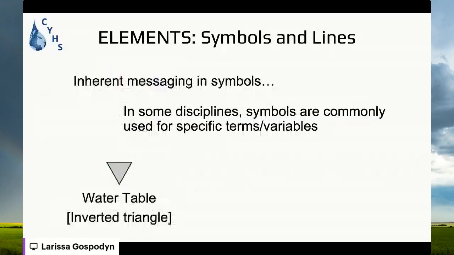But with other symbols and shapes, depending on the discipline, there are some commonly associated terms. In hydrology, the water table is typically shown by an inverted triangle. So if you were showing a figure where the water table is of any importance, you want to be careful that you're not using triangles in a different way, because someone can look at that and just assume that's what it was supposed to mean. So it's really about knowing your discipline and any specific symbols.